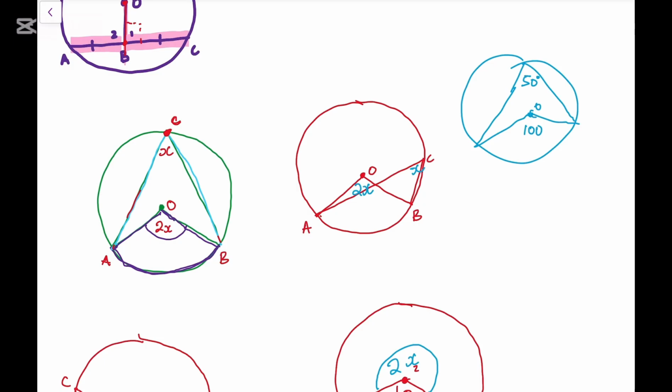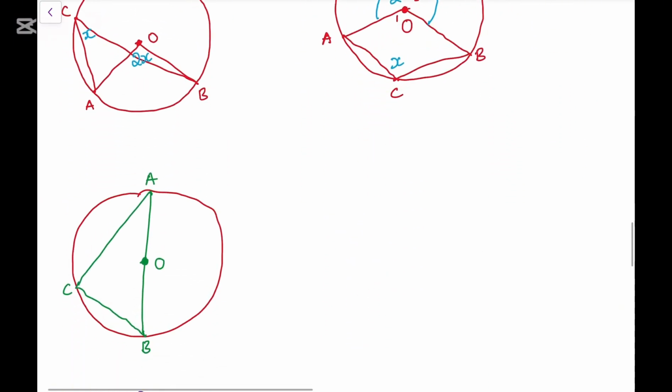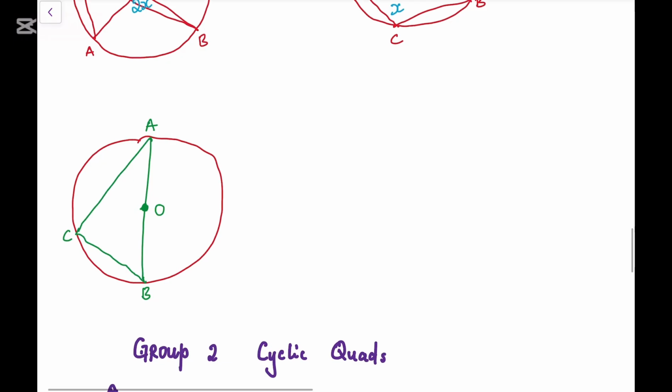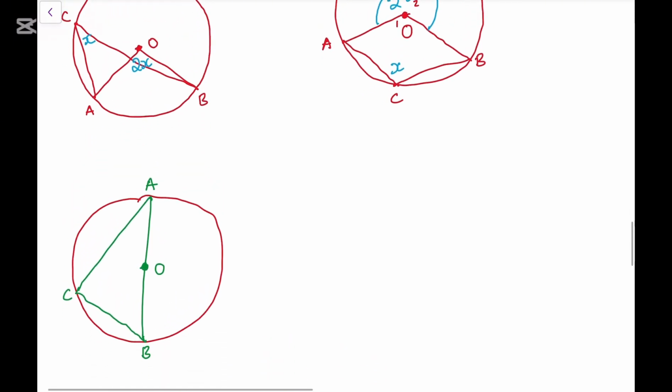Reason is just write: angle at center is equal to 2 times angle at circumference. So that is how you write the reason. Angle at center is equal to 2 times angle at circumference. And then the last one here is when we are given a diameter.